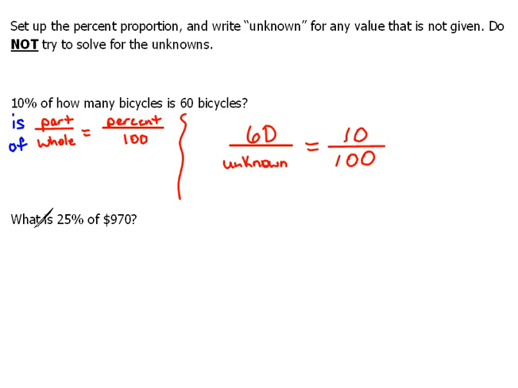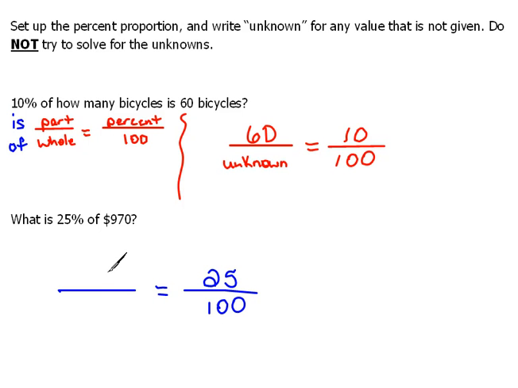Okay, let's look at this one. It says, what is 25% of 970? So again, we're going to have our percent proportion. So I'm going to go ahead and draw in what we know. And the percent, again, is always the easiest thing to write in because it has the percent symbol. There's no question about what it is. So our percent goes over 100.